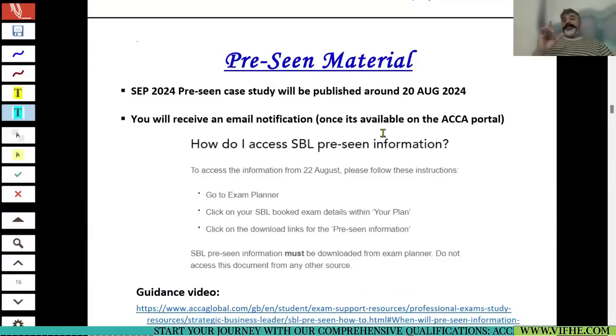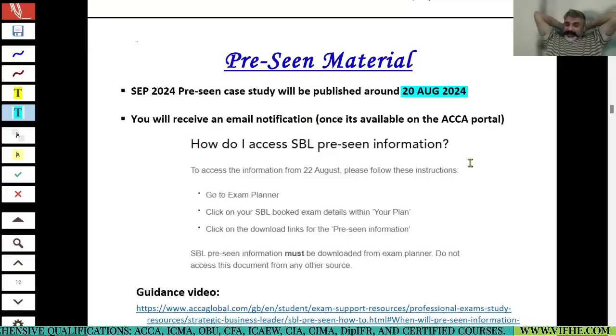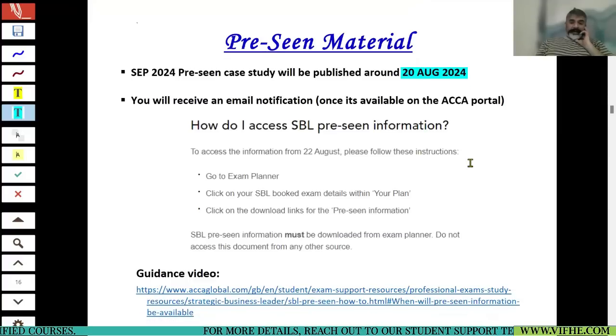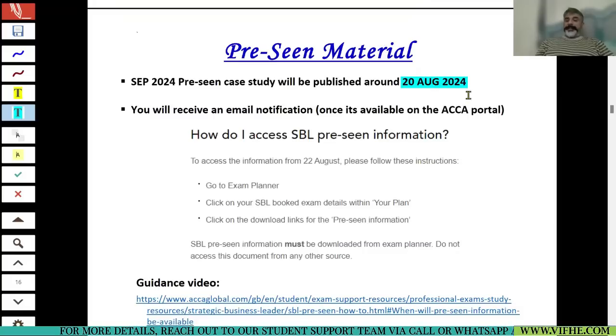Now, a little bit more on your pre-seen material. So September pre-seen material will be published on 20 August. Remember this date, okay? Our September case study will be published on 20th of August. And you will have to log into your ACCA portal and you can download it from there in PDF format. All right. And I will be conducting a very detailed 2-day workshop once the pre-seen material is published. So don't worry about it.